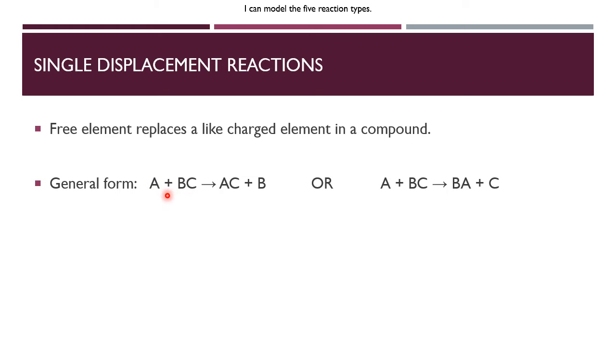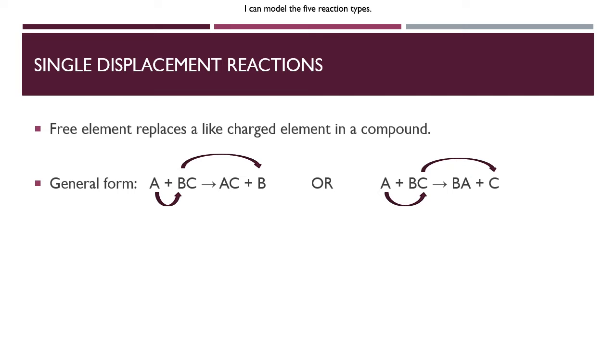Notice in this case the compound is represented by BC in both of the examples. Depending on the identity of A, A could take the place of B, as I'm showing here, and then B gets kicked out by itself. So notice my product here is AC, because A took the place of B. So I now have AC, and then B is now a free element as a product. Or A could take the place of C, and notice I now have BA as my product, and C gets kicked out by itself.